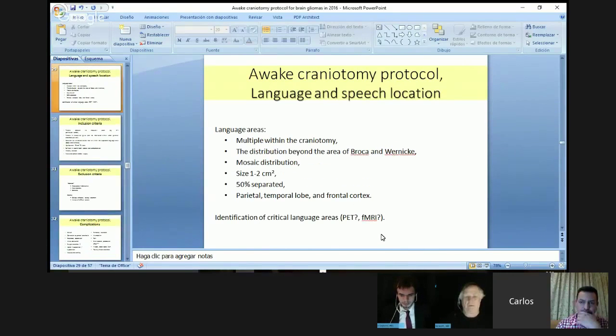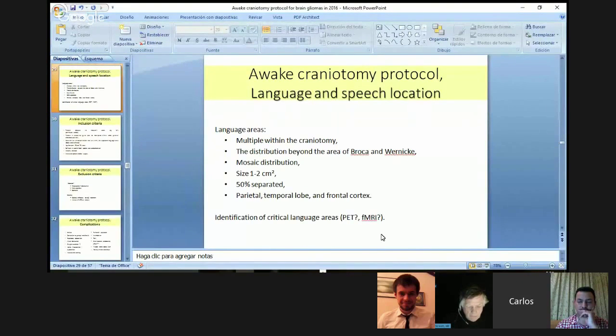During language and speech location, language areas are multiple within the craniotomy. The distribution is beyond the areas of Broca and Wernicke, and they have a mosaic distribution. The size of these kinds of centers is about 1 or 2 square centimeters. In 50% of cases they are separated. They are located in the parietal and temporal lobes, and sometimes in the frontal cortex. The identification of the language areas is critical.